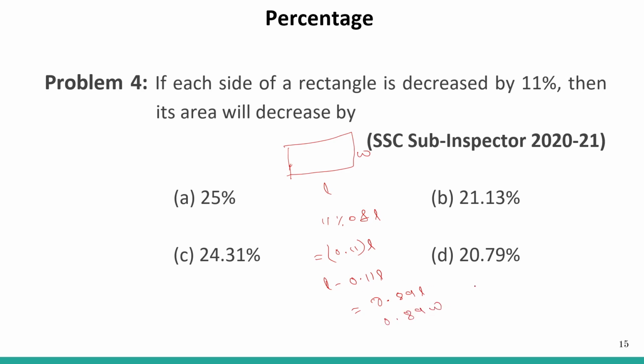Okay, so now the area will become 0.89 squared LW. But previously what was the area? Area new and area old is equal to LW. So A old minus A new is equal to LW whole into 1 minus 0.89 whole square, right? So let's see.